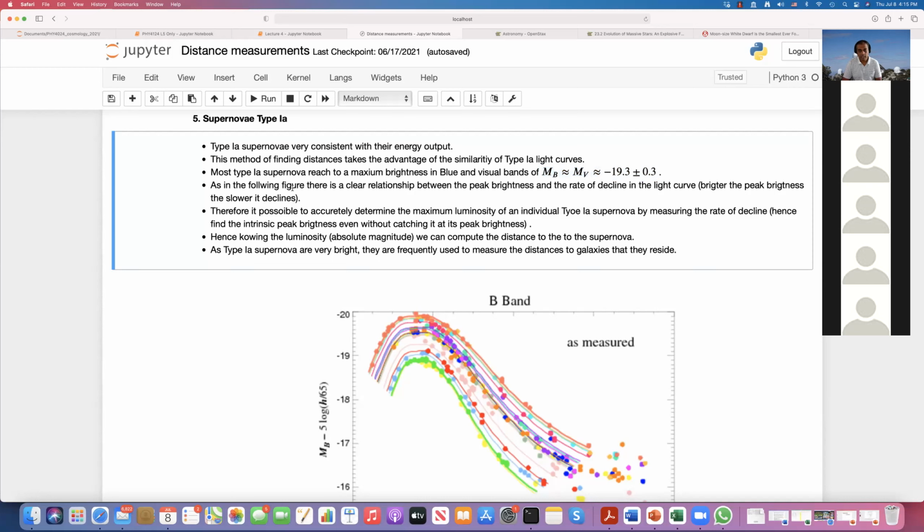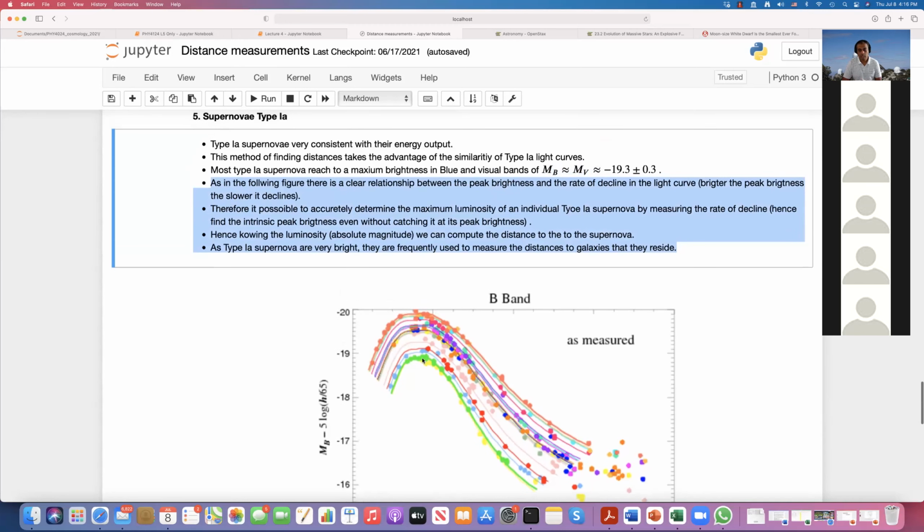I don't want you to know all this information, but I have mentioned it here in case you are interested in the detail, because there is a way that you can relate all these curves together; there is a relation between these maximum peaks. But in general, what you need to know is all these type 1a supernovae will have a maximum brightness in blue and visual bands, and that value will be minus 19.3, right? So that is the value that we are going to use to find the distances.